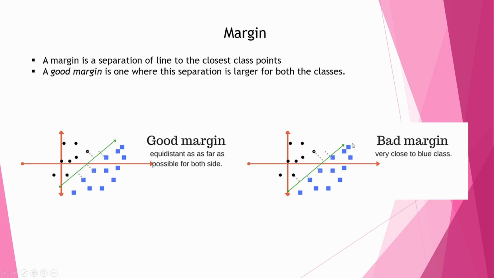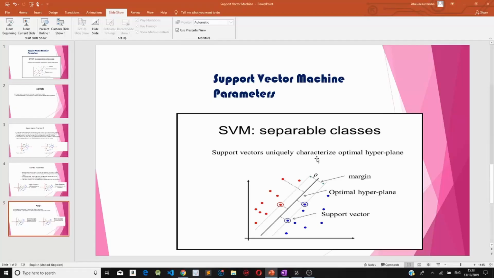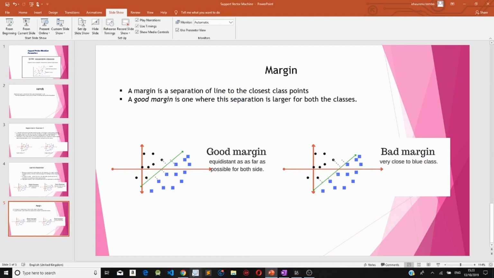But here, we can see that the margin is very close to the blue class. At the same time, the hyperplane is very close to the blue class, and it is far away from the black class. So this sort of margin is sort of biased. It is close to the blue class, and at the same time, it is far away from the black class.